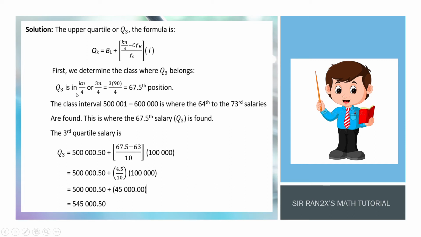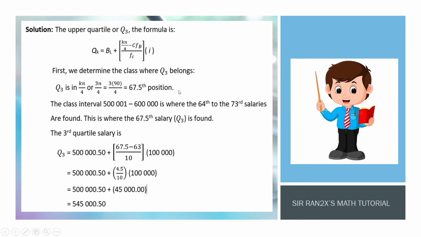For the Q3 locator, you have kn over 4 or 3n over 4. Why 3n? We're talking about quartile 3, so we will substitute 3 for k, and that becomes 3n over 4. Remember that our n is 90 because that's the total number of employees, or total number of observations that we have in our data. So you have 3 times 90 divided by 4, and that gives a result of 67.5. That means our locator is 67.5. So the position of quartile 3 must be in the 67.5th position.